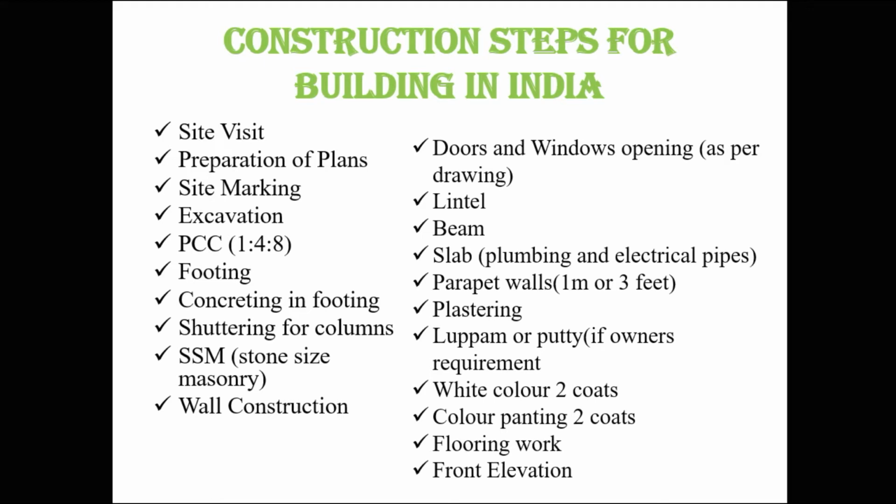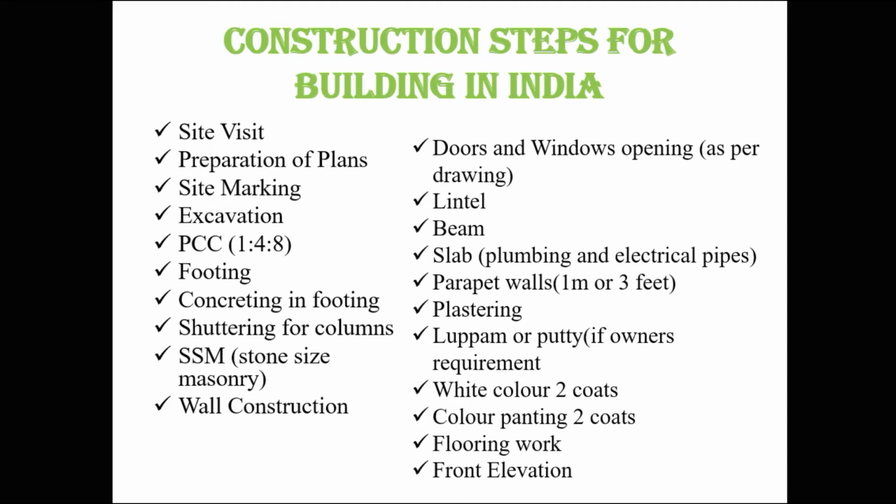Once you have placed all the spaces left for your doors and windows, you need to construct your lintel throughout the building. After the lintel, you are going to construct around 1.5 feet of wall again. So if the height of the building is 10 feet, you are going to construct your beam with a depth of 1 foot. On the beam, we are going to construct your slab.